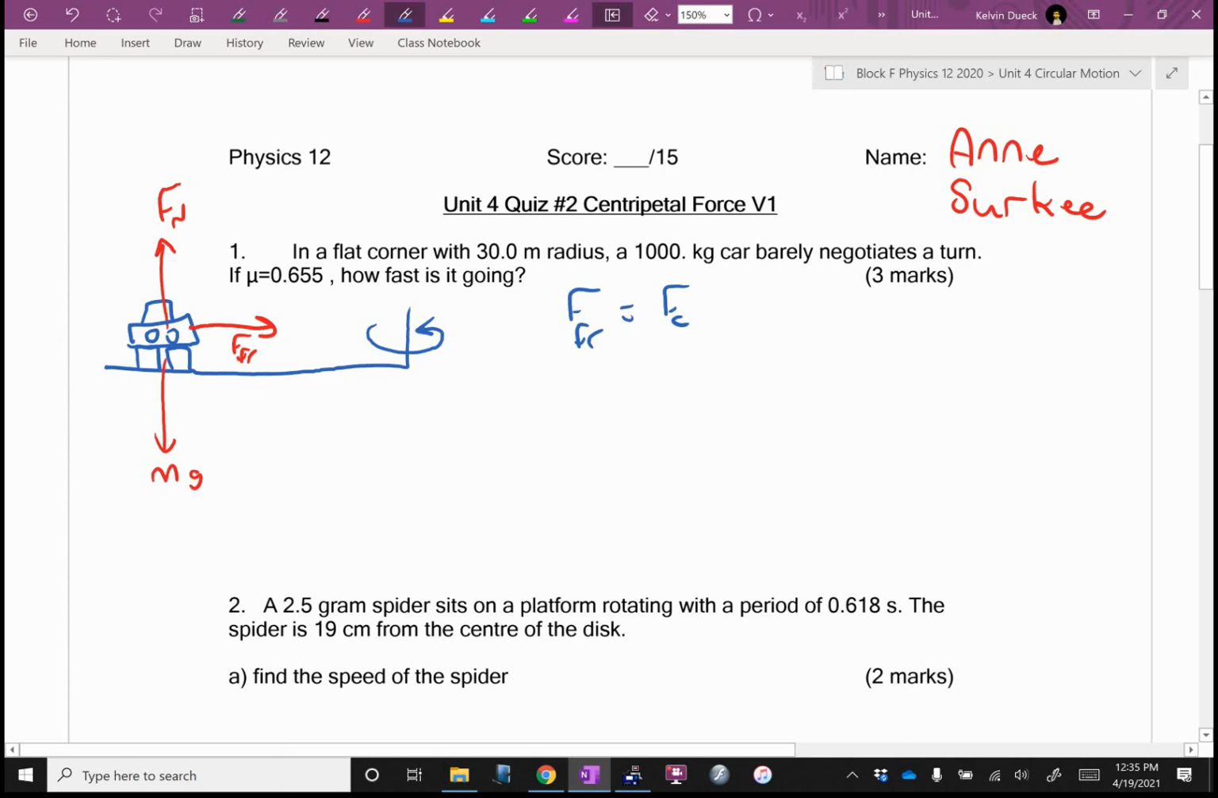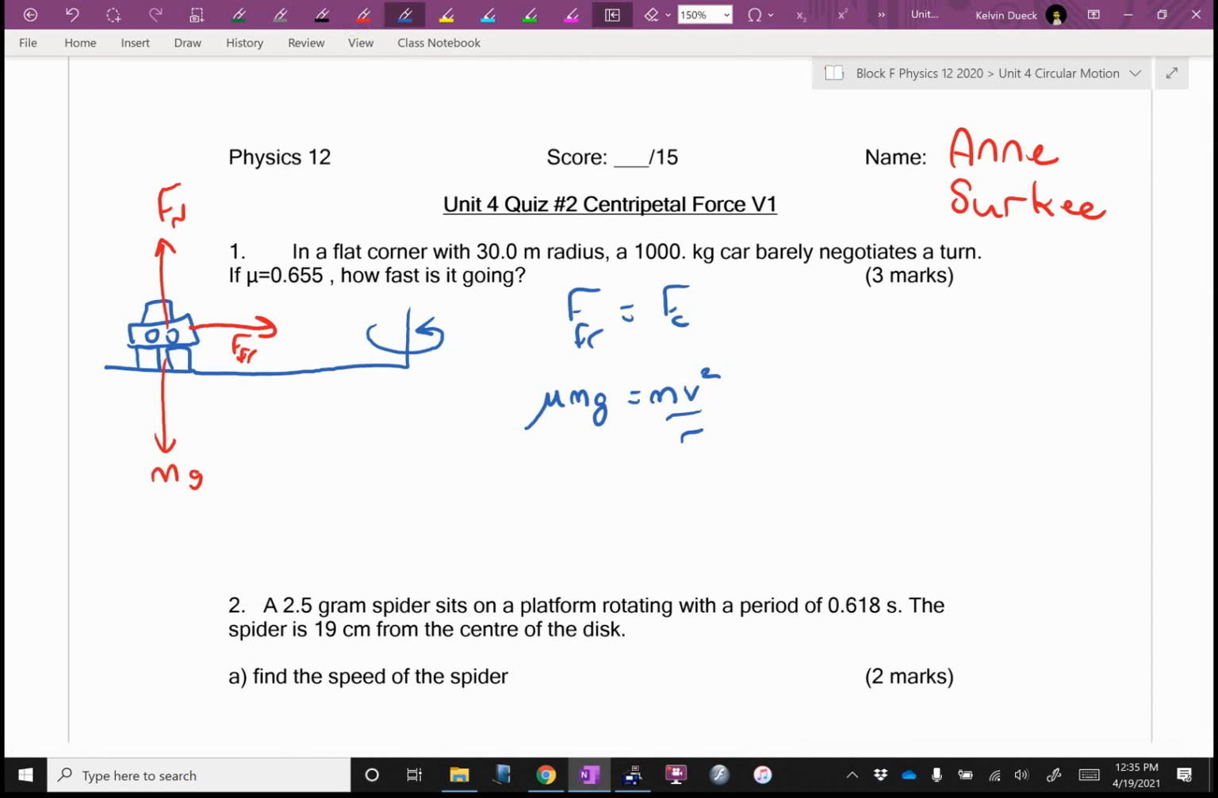Friction is what times what? Mu times the normal force. I don't know the normal force. I think it's going to be mu mg equals m. Which version of Ac am I going to use here?